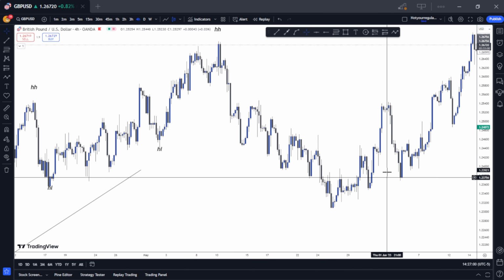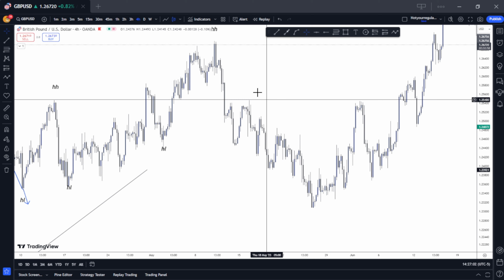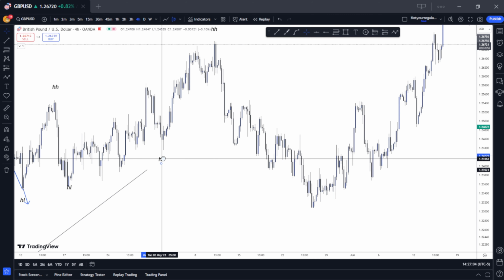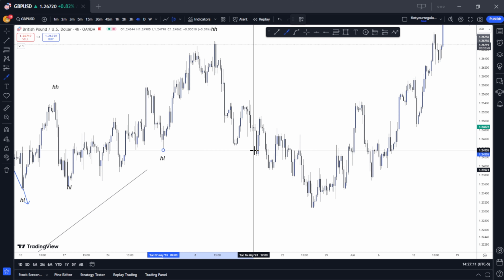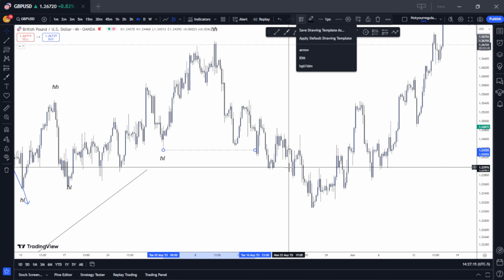So you could see that for a moment, price shifted momentum, price broke structure to the downside and started selling.